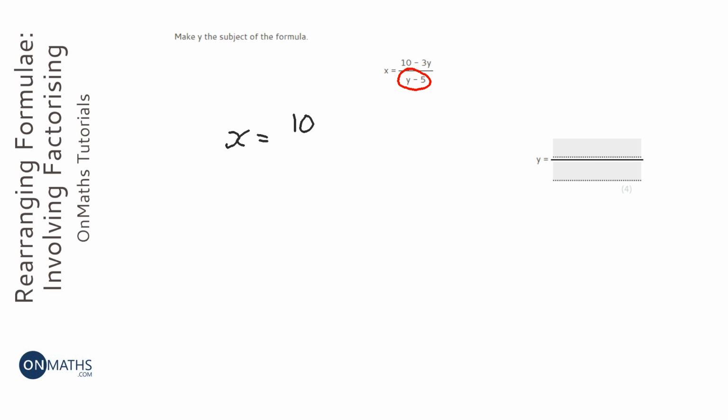Now there are two things you always want to try and get rid of when you're rearranging equations or formulas. The first thing is fractions. So this fraction here we want to get rid of, and we do that by timesing both sides by y minus 5. So I'm going to write out the equation again just to make it a bit bigger.